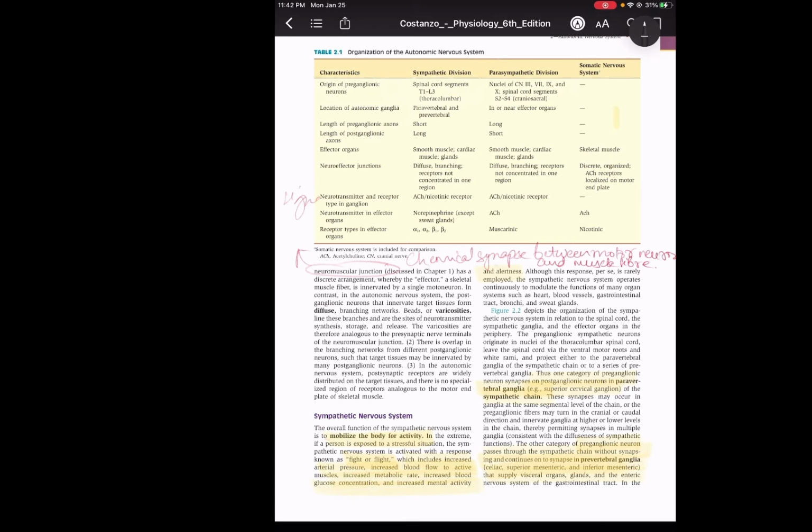Then there are the prevertebral ganglia. Here we have seen paravertebral, and here it is prevertebral ganglia. This is like the superior mesenteric. In this one it was the superior cervical ganglion, and in this it is the superior mesenteric and inferior mesenteric ganglion.